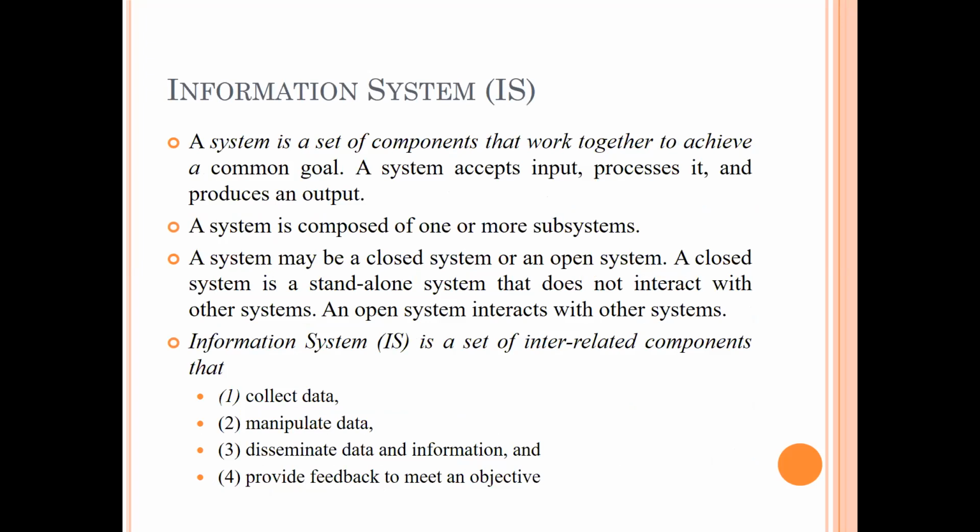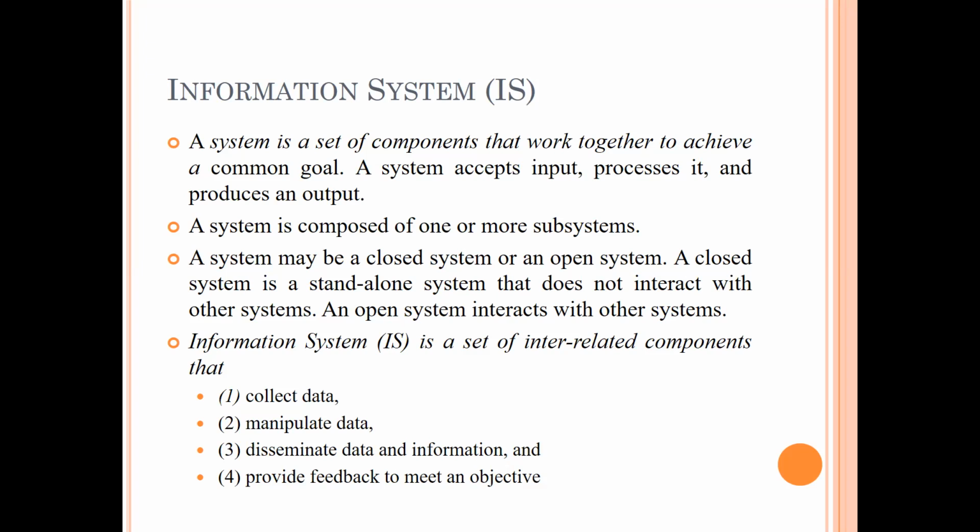We'll now move on to talk about what an information system comprises of and the things that make it up. We'll first define what a system is. A system is a set of components that work together to achieve a common goal. A system accepts input, processes it, and produces an output. A system can be composed of one or more subsystems. A system can be a closed system or an open system. A closed system is a standalone system that does not interact with other systems, whereas an open system interacts with other systems.